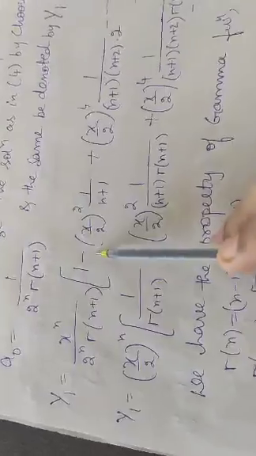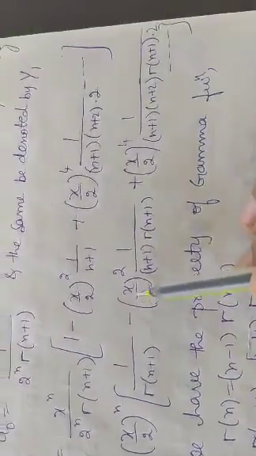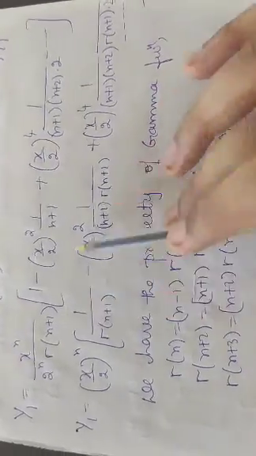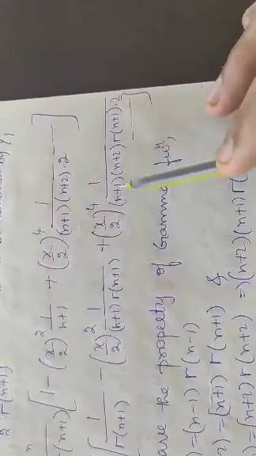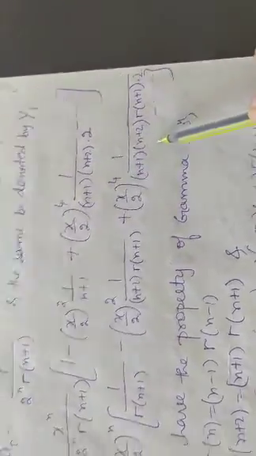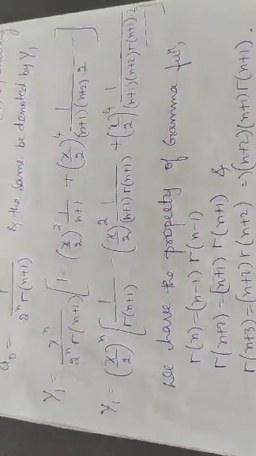So this gamma of n plus 1, I am multiplying to the denominator: 1 by gamma of n plus 1 minus (x by 2) whole square into 1 by gamma of n plus 1 into n plus 1 into gamma of n plus 1, plus (x by 2) whole power 4 into n plus 1 into n plus 2 into 2 into gamma of n plus 1. What I did, I just multiplied gamma of n plus 1 to the denominator.